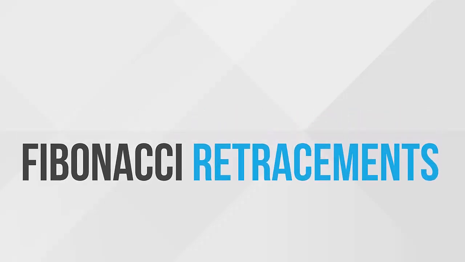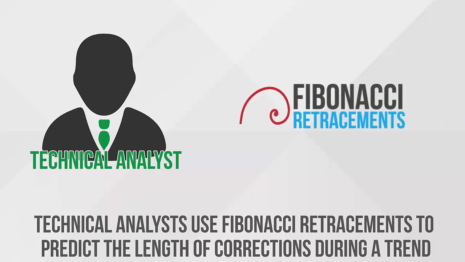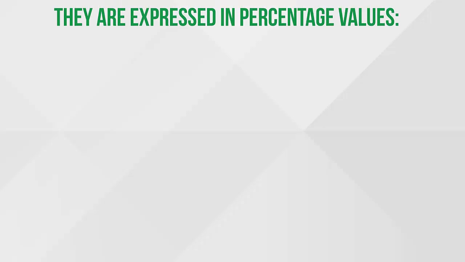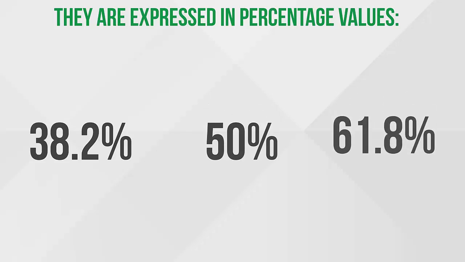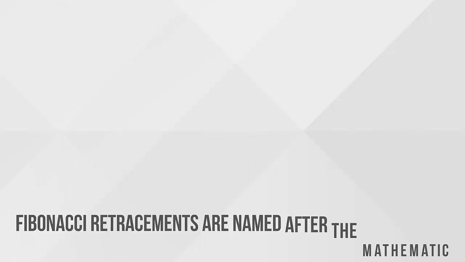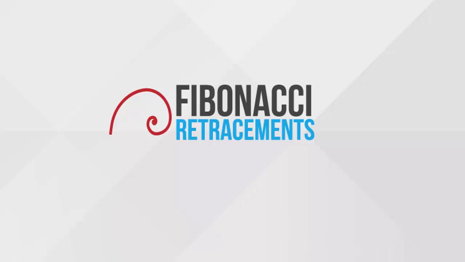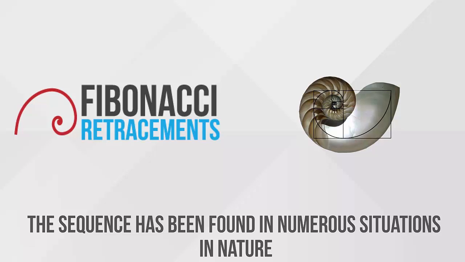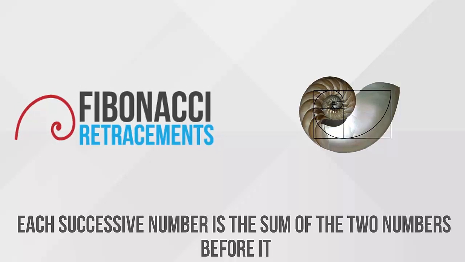Fibonacci retracements. Technical analysts use Fibonacci retracements to predict the length of corrections during a trend. They are expressed in percentage values where 38.2%, 50% and 61.8% are the most popular retracement levels for Forex trading. Fibonacci retracements are named after the mathematic sequence that was discovered by a 12th century mathematician named Fibonacci. The sequence has been found in numerous situations in nature and essentially says that each successive number is the sum of the two numbers before it.